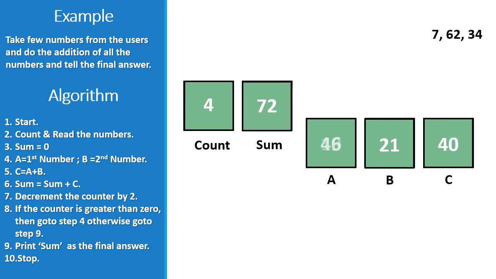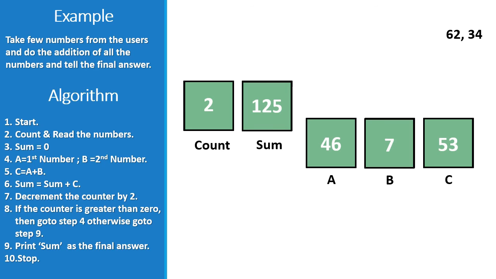So let's save the first number, that is 46, in box A, and the second number, 7, in box B. The addition of these numbers will be saved in box C. This value will be added to the value of the sum that is already present in the box and saved there. According to step 7, our counter will become 2, which is again greater than 0, hence we will be performing step 2 again.